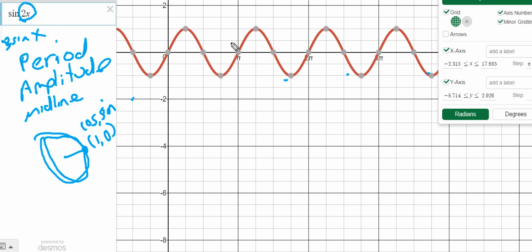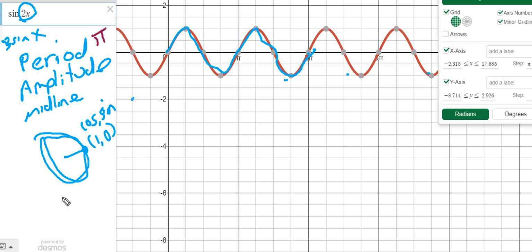What has that done to it? Well, note, here is pi. So from 0 to 2 pi, look, it goes through its period 2 times. So instead of the period being 2 pi, when there was just an x, the period is now pi. That's the period for this one. So the period shifted.